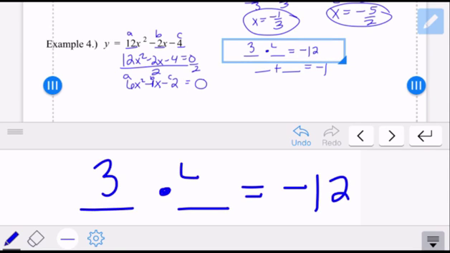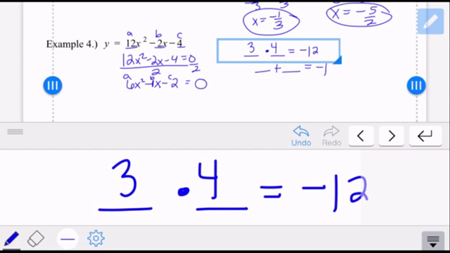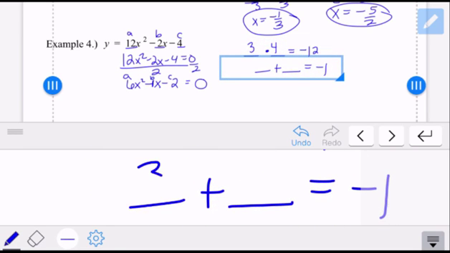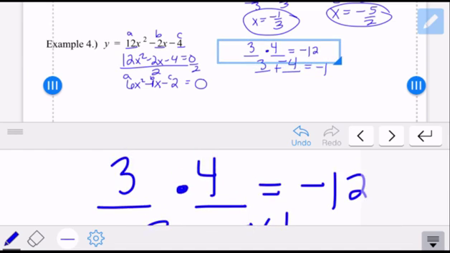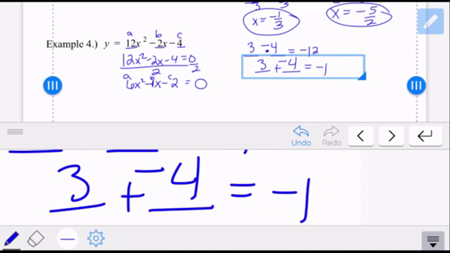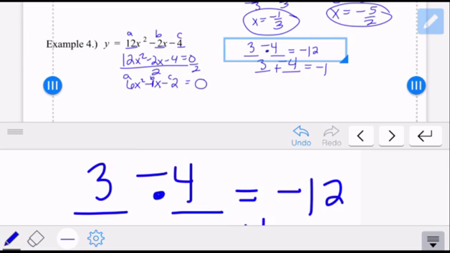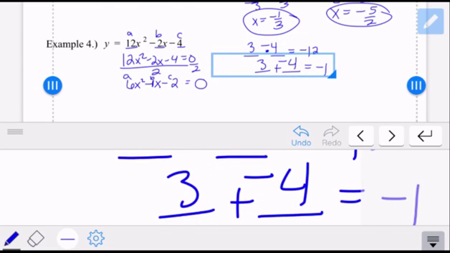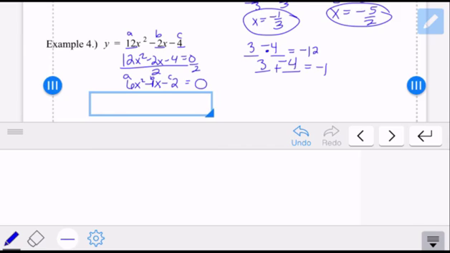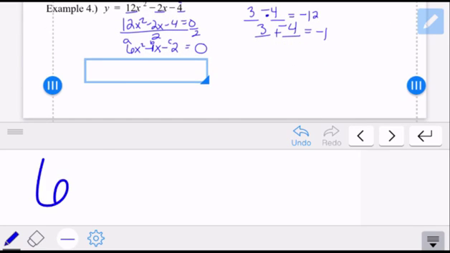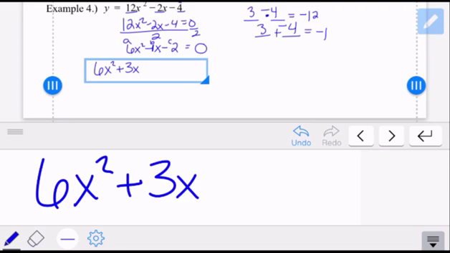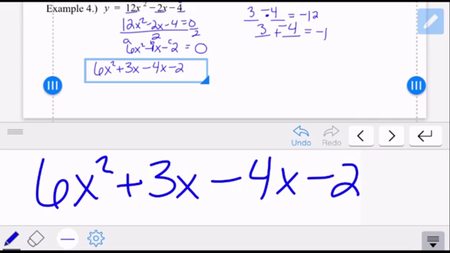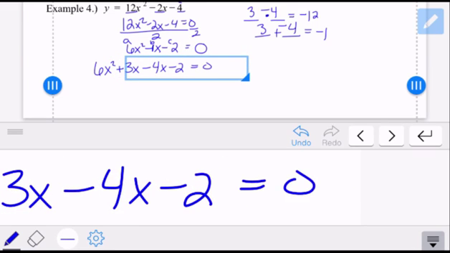So a 3 and a 4 would get us a 12. I need to make one of them negative to get me a -12. And I also want them to have a sum of -1. So which of those should we make negative? It should be the 4. That way we end up with a -1 with the sum. So 3 times -4 gets us a -12. 3 plus -4 gets us a -1. So we split up our middle term. 6x squared plus 3x minus 4x minus 2 equals 0.